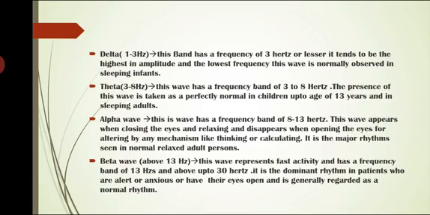First band is the delta, that is 1 to 3 hertz. This band has a frequency of 0 to 3 hertz or lesser. It tends to be the highest in amplitude and the lowest in frequency. This wave is normally observed in sleeping infants.